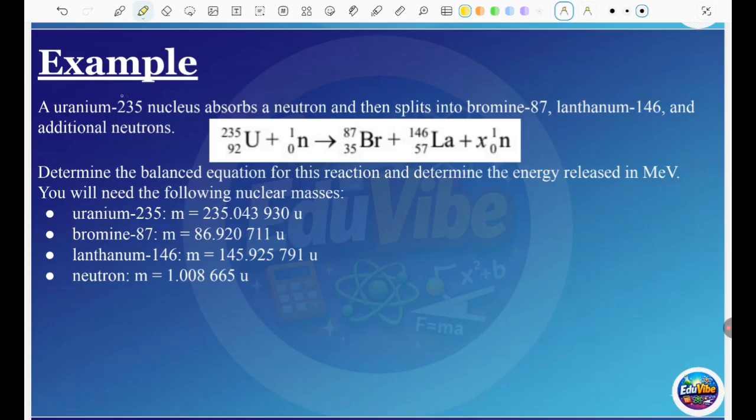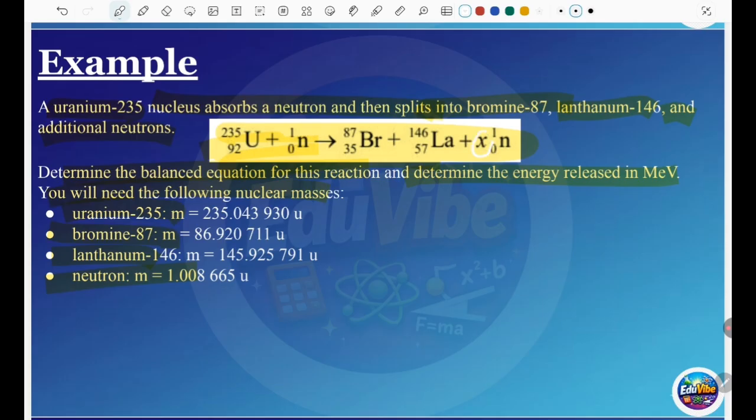So the example says a uranium-235 nucleus absorbs a neutron and then splits into bromine-87, lanthanum-146, and additional neutrons. Determine the balanced equation for this reaction and determine the energy released in MeV. You will need the following nuclear masses. So these are the nuclear masses of all these things. And how do we balance this?